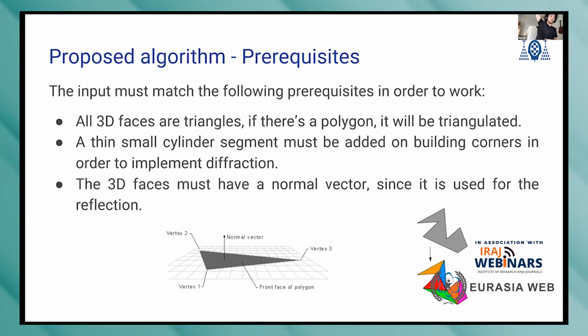A thin small cylinder segment must be added on building corners in order to implement diffraction. This is for the way that OptiX works. It has to reflect the rays with a cylinder on the corners. And the 3D faces must have a normal vector, since it is used for the reflection. The normal vector is a vector that is perpendicular to the face surface, as you can see in the image.